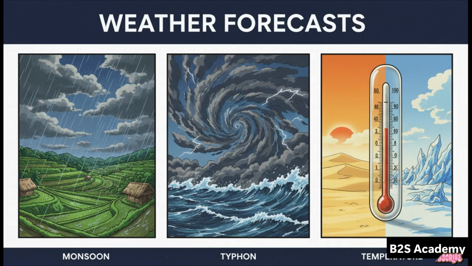Yeah, and we're talking about way more than just a little bit of rain here. These scientists track enormous, powerful systems. Things like a monsoon, which is a seasonal wind that can dump life-giving and sometimes life-threatening rain over half a continent. Or a typhoon, a monster of a storm born over the warm ocean. And what's underneath it all? Temperature. That's the key ingredient, the variable that gets the whole engine going.